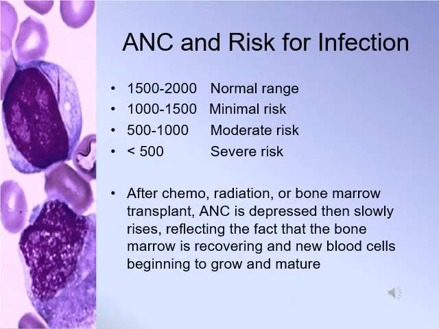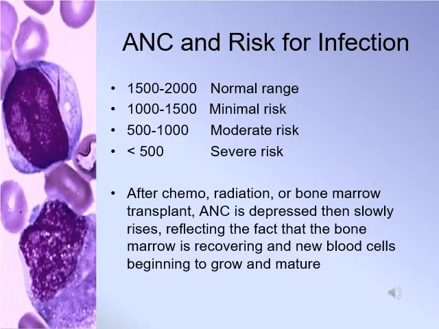Again, while you don't need to memorize the range specifically, hopefully we would understand that the normal absolute neutrophil count is between 1,500 and 2,000. So anything less than that is putting them at risk. The lower the absolute neutrophil count, the worse it is. So if we see an ANC of 500, that would hopefully be very recognizable as that patient being at very serious risk of developing infection.